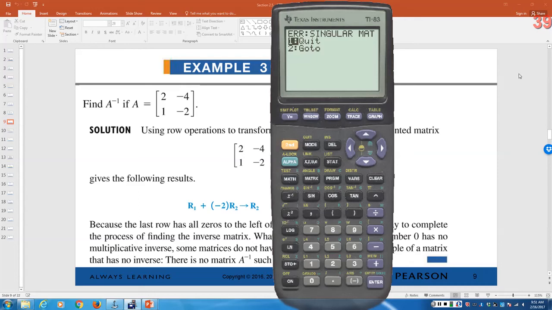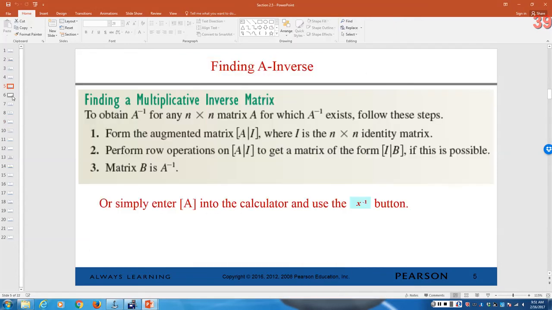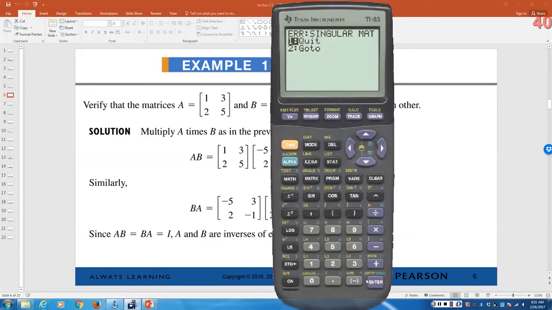Now if I go back a couple of steps, we'll just quit. I'll go back to the matrix and edit matrix A and make it 1, 3, 2, 5.